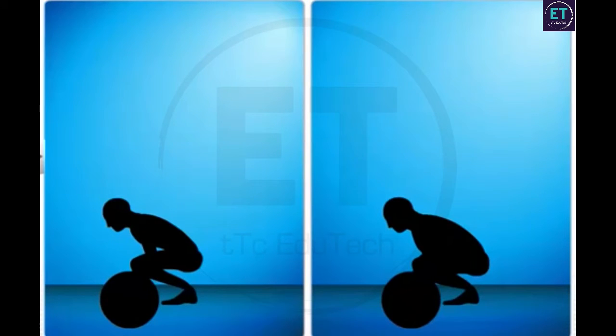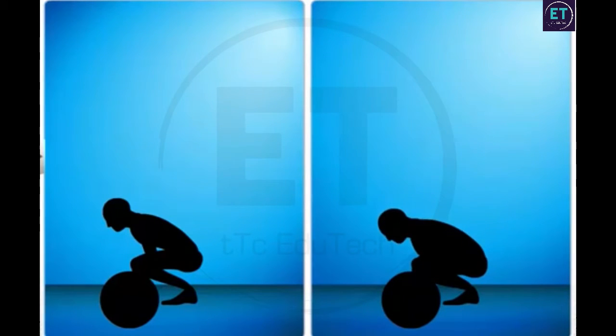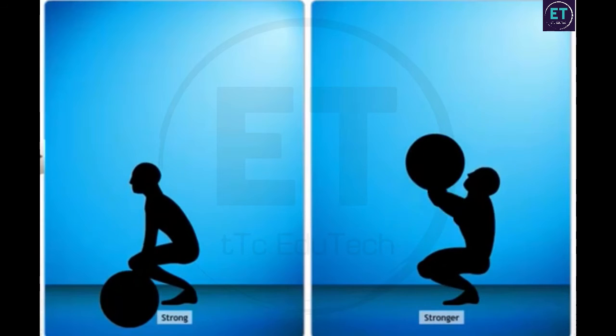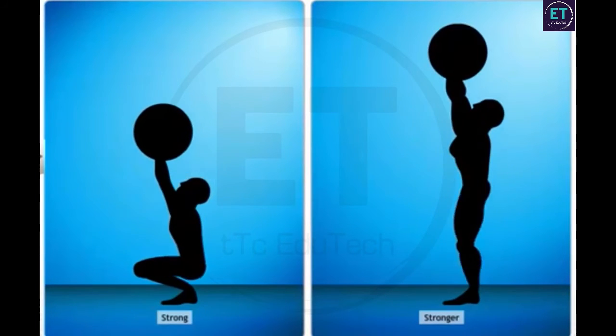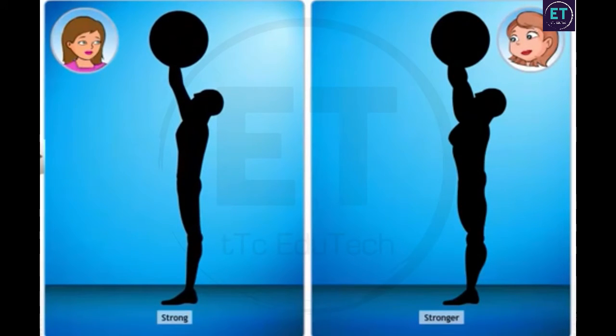Let's look at another aspect of energy used to do work, the rate of doing work. Consider these two weightlifters who are of the same height and will be lifting up equal weights. The first weightlifter is struggling with the weight, but the second one seems to have no problems. So, you notice that even though both the men are of the same height, one was able to lift the weight quickly, while the other struggled with it. What do you think is the reason for this difference?